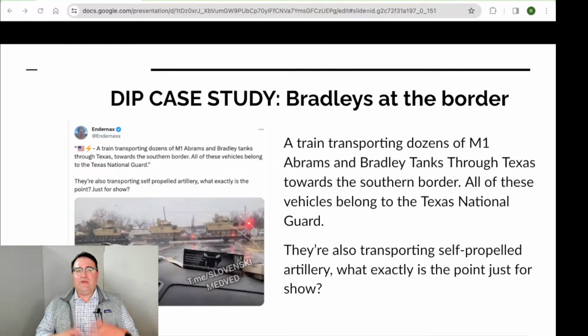And the tweet says, a train transporting dozens of M1 Abrams and Bradley tanks through Texas toward the southern border. All these vehicles belong to the Texas National Guard. They're also transporting self-propelled artillery. What exactly is the point? Just for show.